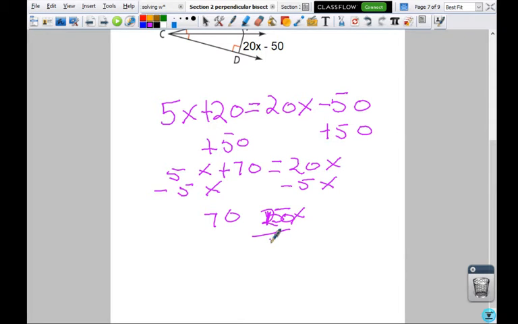And we're going to get, after we minus 5x, 70 equals 15x. Yeah, that should be a 15. Good enough. And then we're going to divide by 15 on both sides. That's a 15x there. And we get x equals 4.6. Nice job.